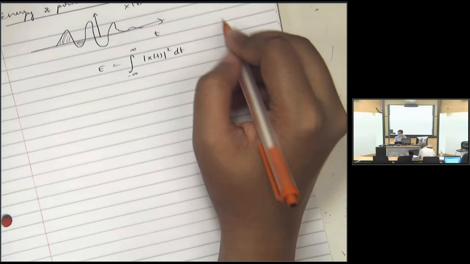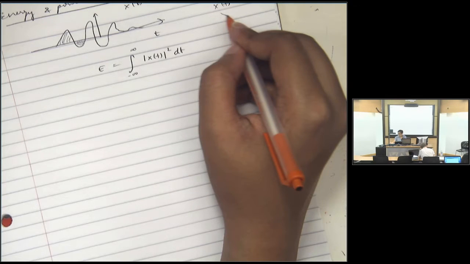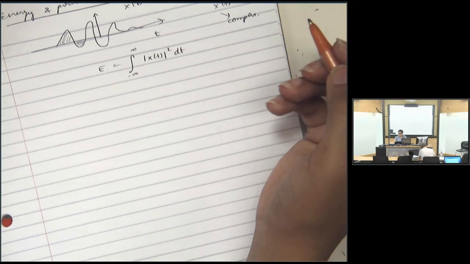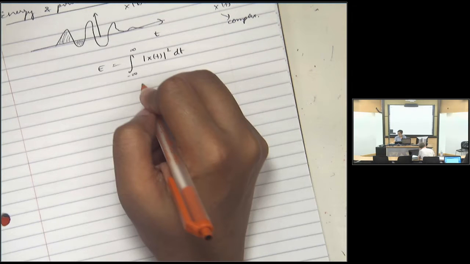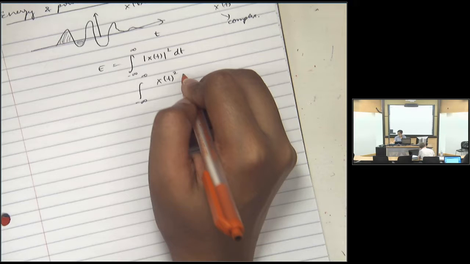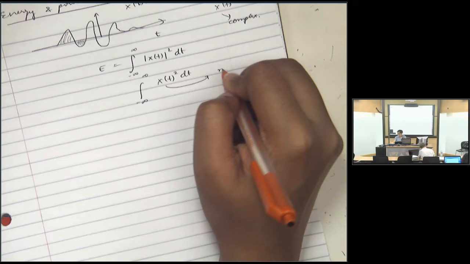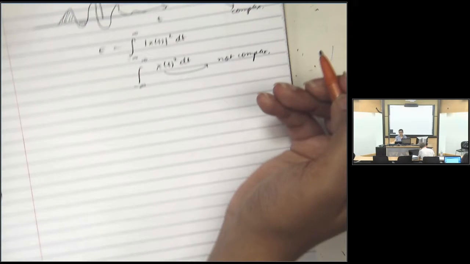Here x of t is complex. So when your function is complex, first you take its absolute value and then you square it. If it's not complex, then you just directly take the square of it. Okay?